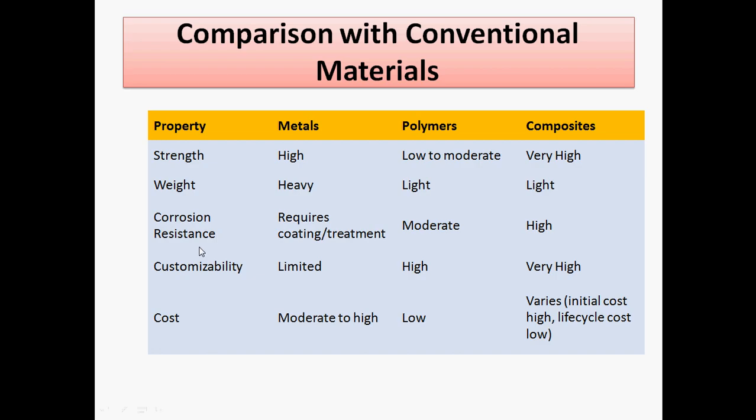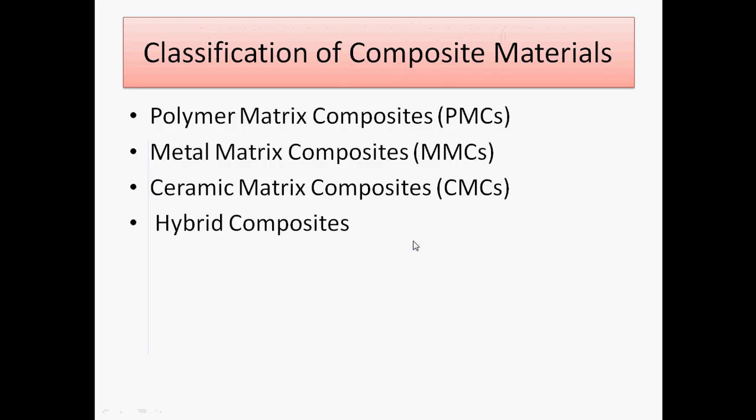Customizability is limited in metal materials, but in polymers it is high, and in composites it is very high. Then cost: for metals it is moderate to high, but for polymers it is low. The initial cost varies because of varying compositions. Depending on composition, the composite material cost is high. So these are the areas of comparison with conventional materials.